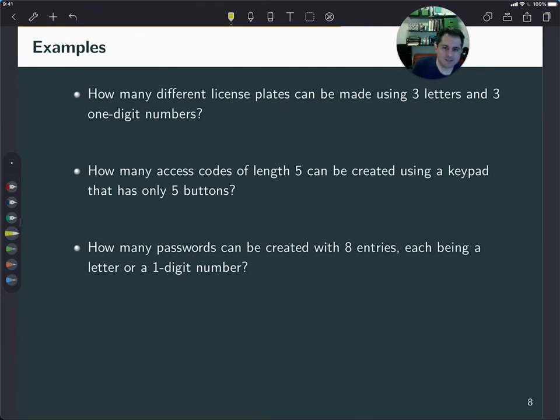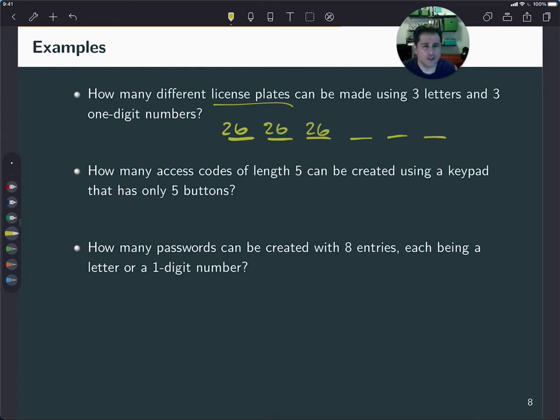How many different license plates can be made using 3 letters and 3 one-digit numbers? This is the same principle as we just did. So I'm going to have 1, 2, 3, 4, 5, 6 slots, right? 3 letters. I'm assuming that license plates are not upper and lowercase, they're just all uppercase. So there are 26 letters in the English alphabet, so I have 26 options for these letters.